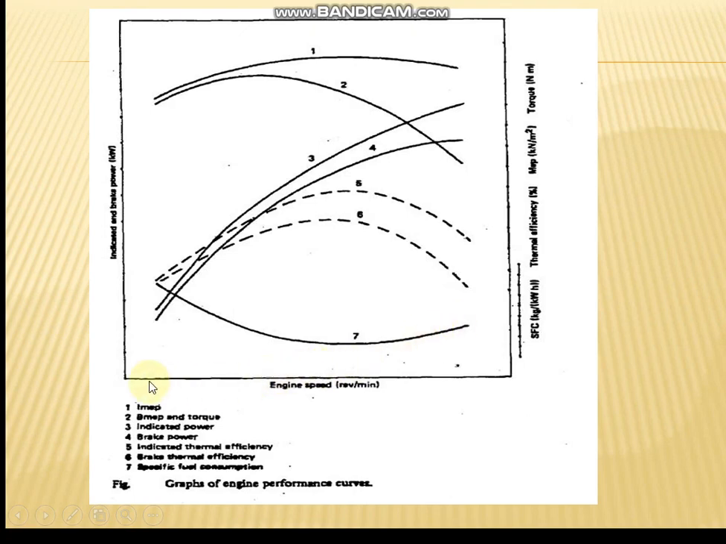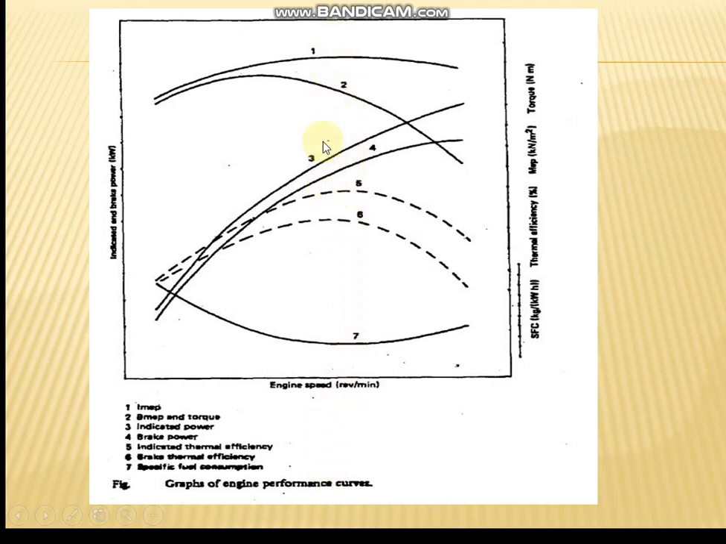If you see brake specific fuel consumption, at lower speed it is very high, and at higher speed it is also high, but a minimum is desirable. At a certain speed it is minimum. So we can say this is the operating range of the engine, in which all the parameters work smoothly.